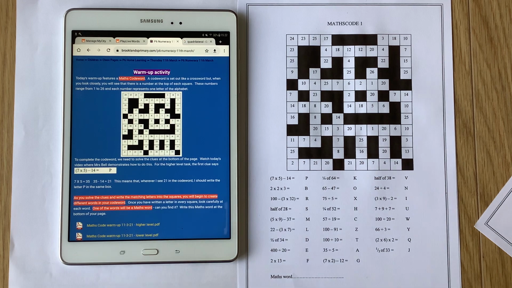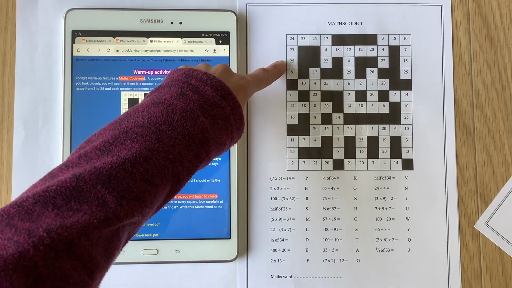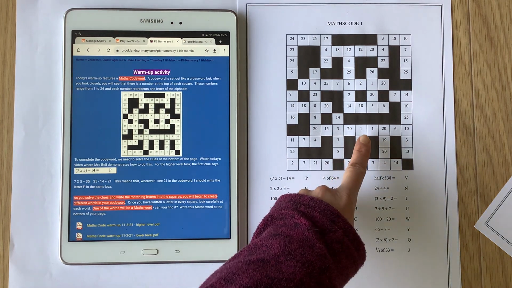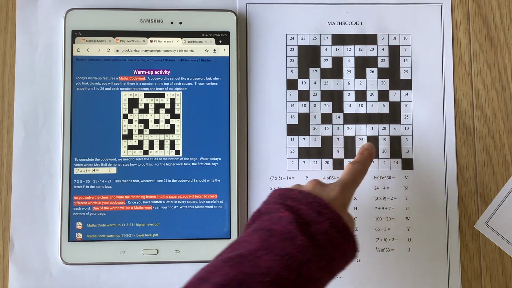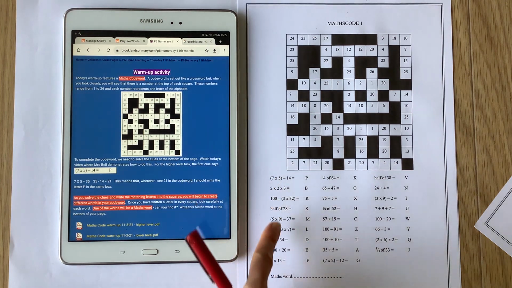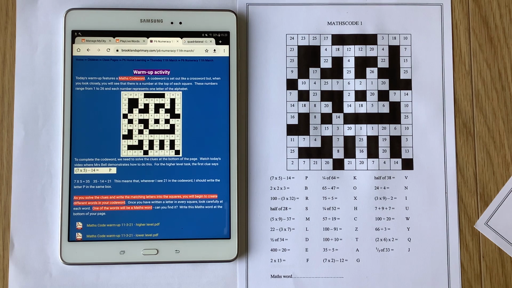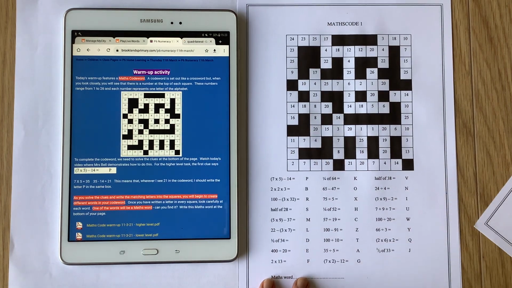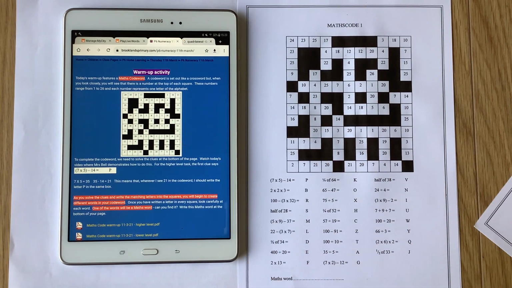And in a maths code, each of these numbers represents a different letter of the alphabet. So every time we see the number 1 written down, the number 1 is a particular letter of the alphabet. 2 would be a different letter, 3 would be a different letter, and so on. How will we complete our maths code? Well, what we need to do is go to the bottom of the page and solve these questions, and they will help us work out which letters we're going to put into the maths code, and then eventually we will create lots of words.